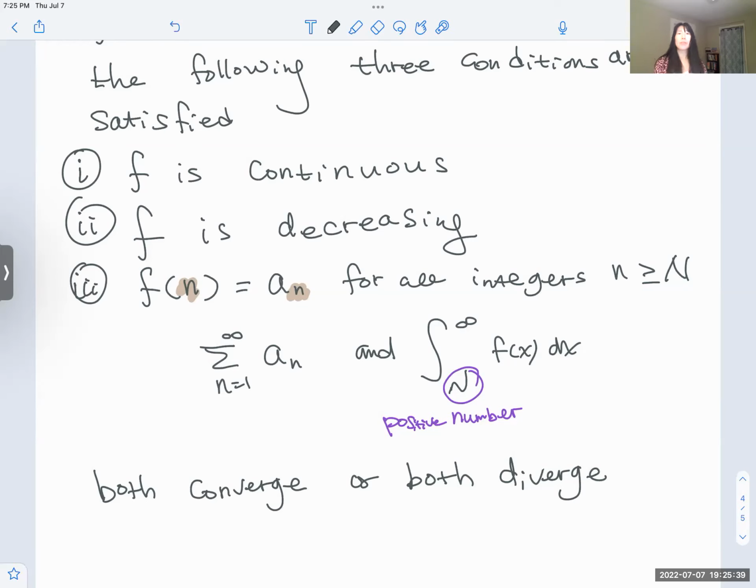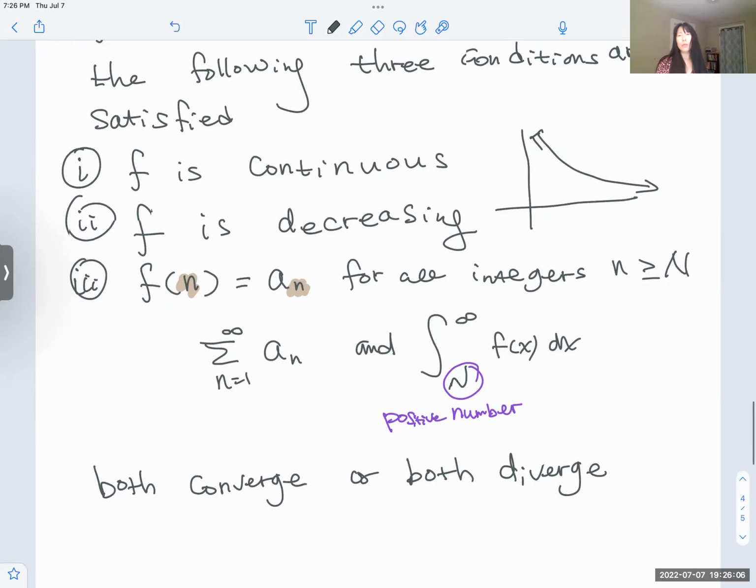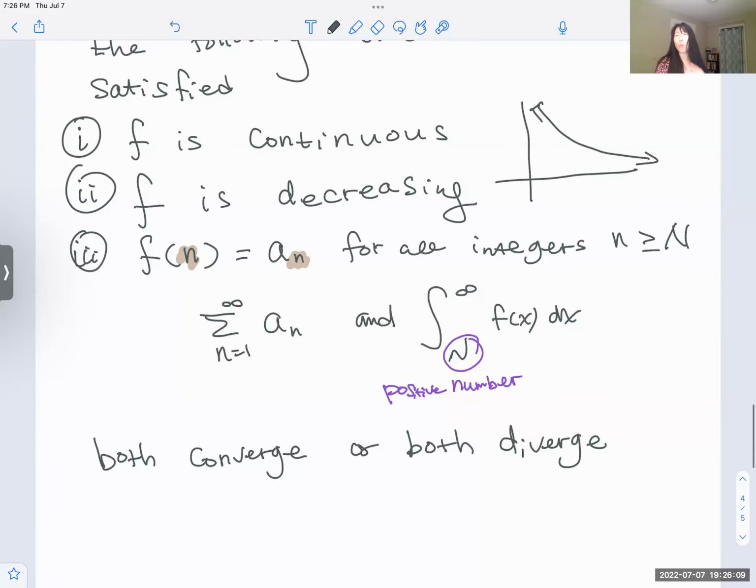We have a series, then we change into the function notation. So we have n, but then we change it to x like a function. Most of the time we don't have to check most of it. It's that f is continuous, decreasing, and positive. Then we check the integral test, whether that integration gives us a number, then we say it converges.